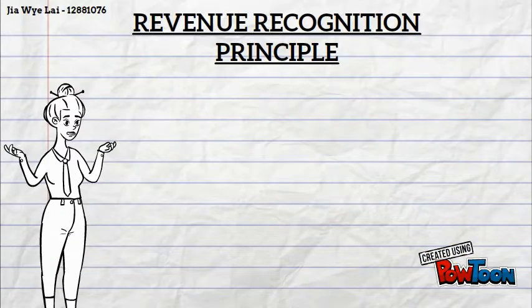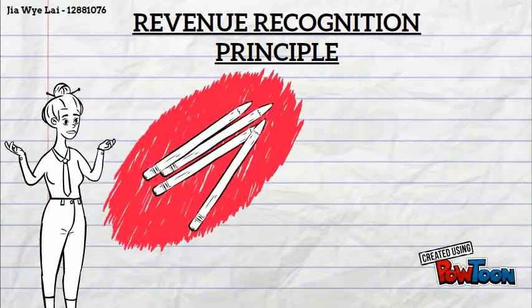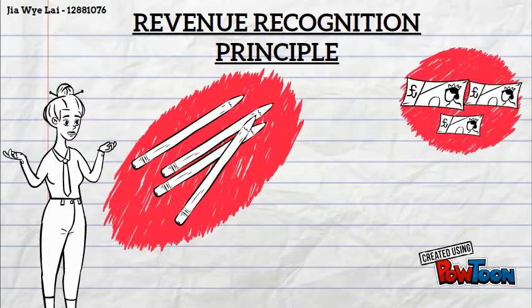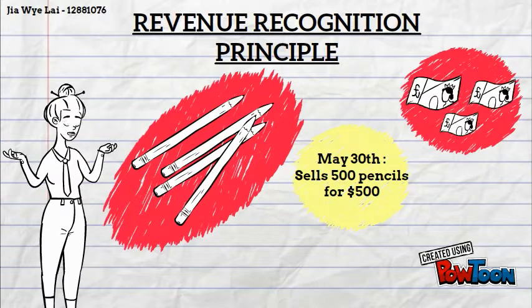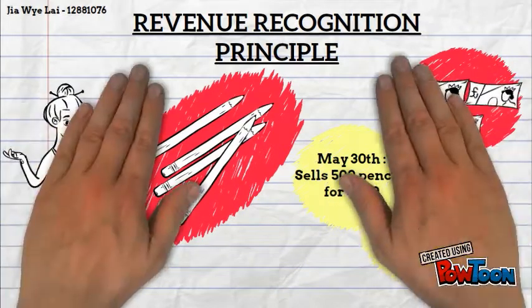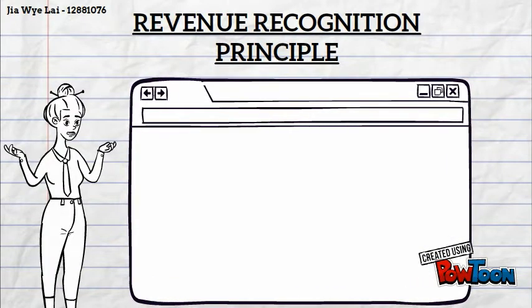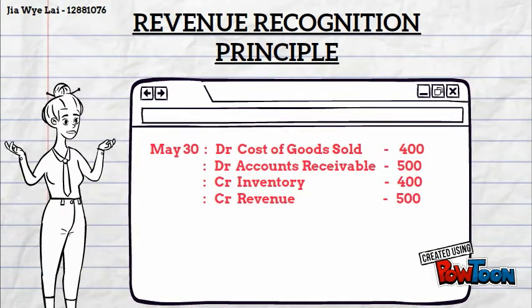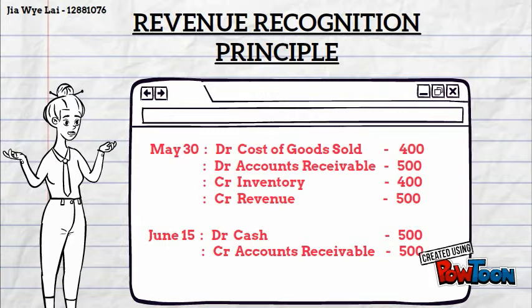Again, for another example, Pedro's Pencils sell 500 pencils to Kelly's Kindergarten for $500 on the 30th of May. The pencils were not paid for until the 15th of June. According to the revenue recognition principle, Pedro's Pencils should record the revenue in May because the revenue was realized and earned in May, even though it was not received until June.